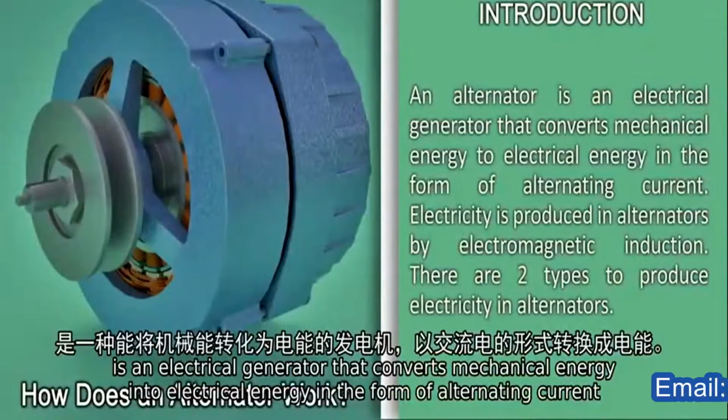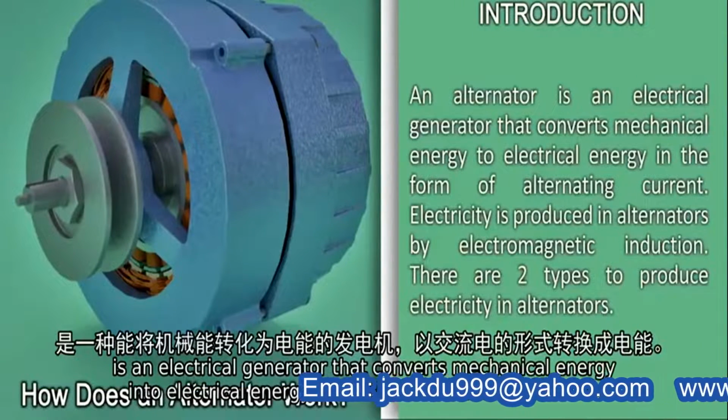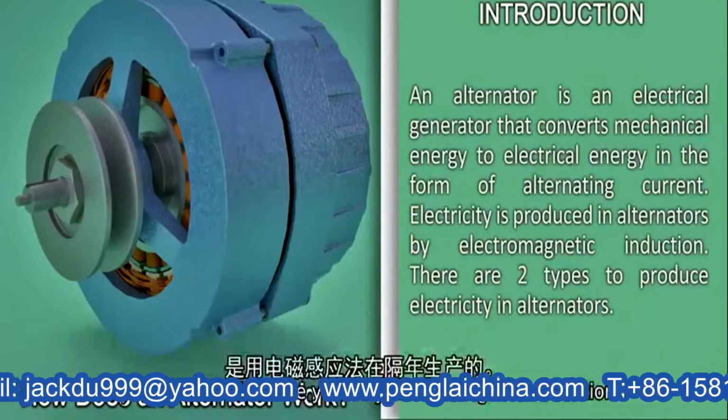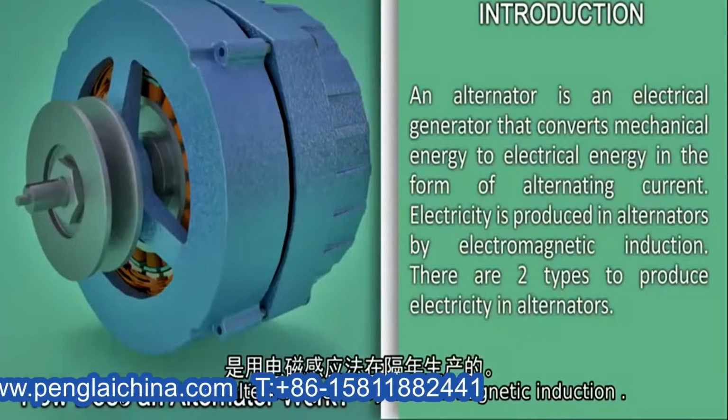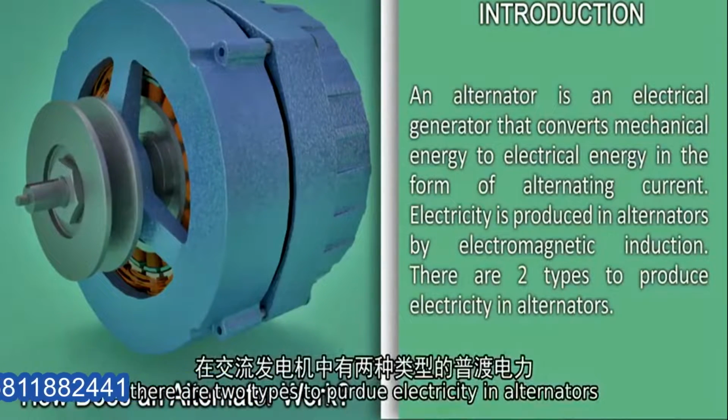Energy to electrical energy in the form of alternating current. Electricity is produced in alternators by electromagnetic induction. There are two types to produce electricity in alternators.